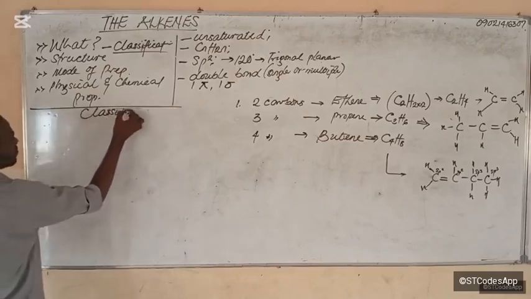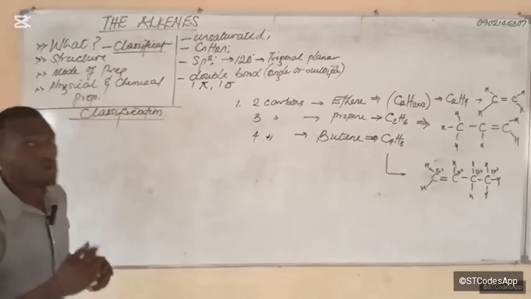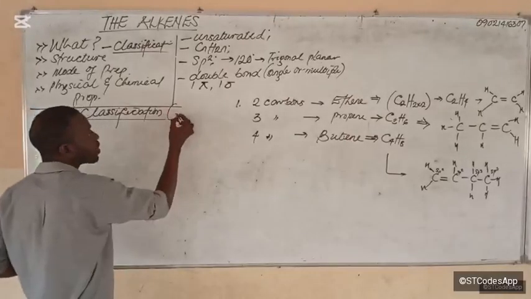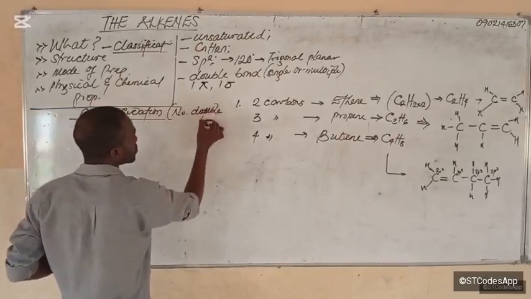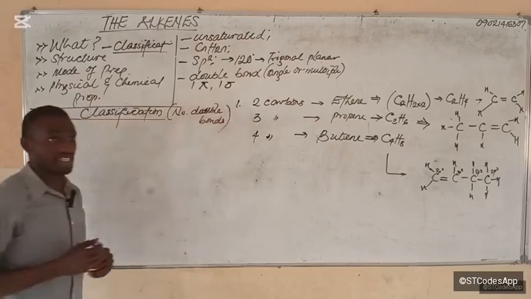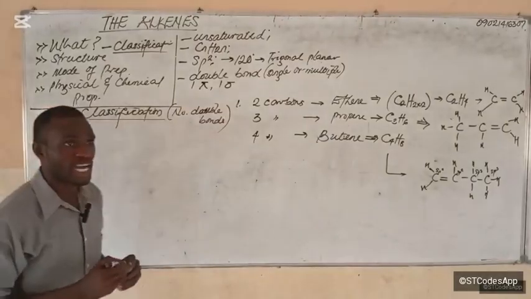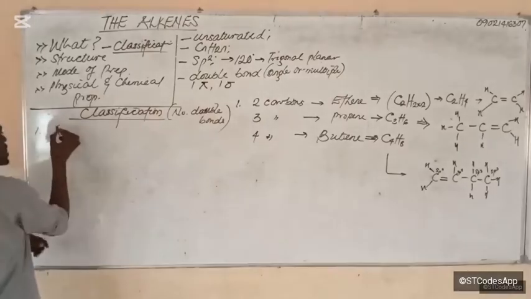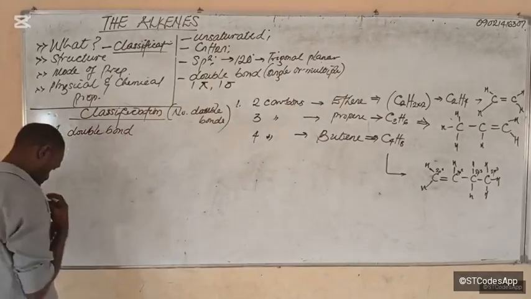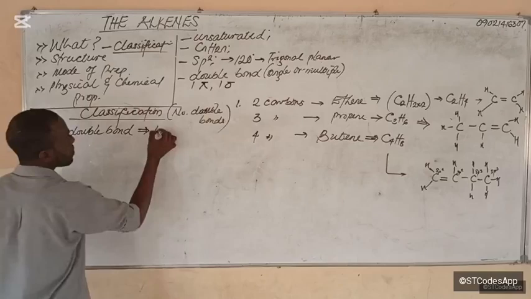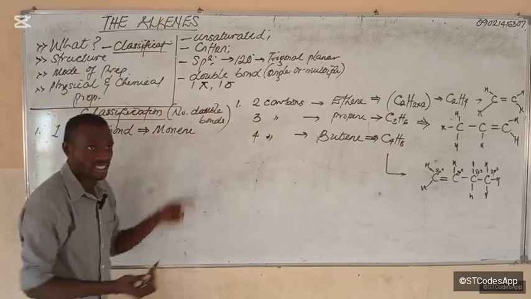Now, classifications. The classification is based on the number of double bonds. This classification is based on what? The number of double bonds. So if a hydrocarbon has one double bond, it will be called a monoene. Does that make sense?